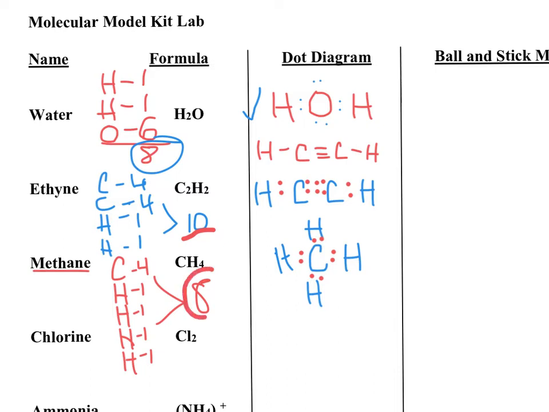And we used 8 electrons, so we solved the puzzle. We're actually good. 8 electrons, everybody's stable and happy. Each hydrogen has 2 and carbon has 8. So that's a good dot diagram. On to our next one.